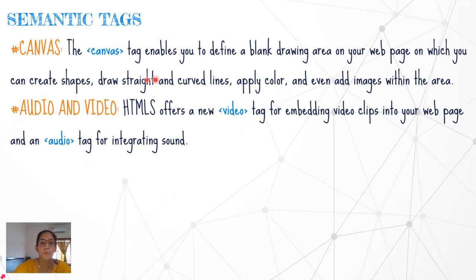The canvas tag enables you to define a blank drawing area. It provides us an area where we can draw something, or the user can draw some shapes, draw a straight line or curved line, apply some color, and even add images within the area. Next, we have the audio and video tags. HTML5 also offers us the video tag for embedding video clips into our web page, and the audio tag for embedding audio sounds.